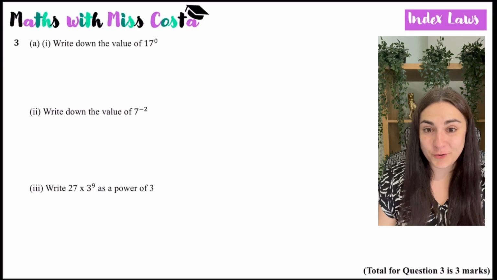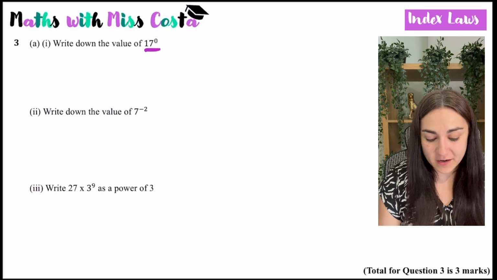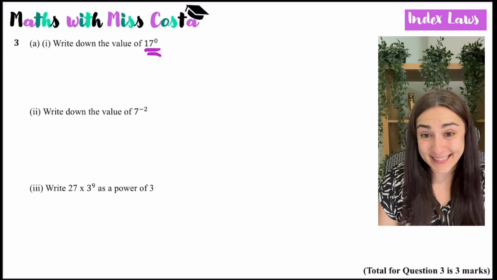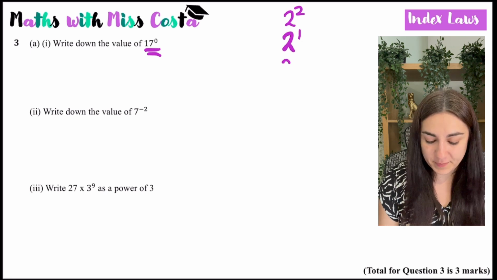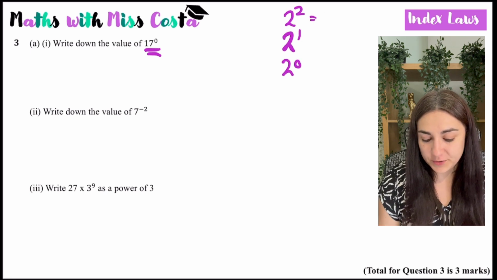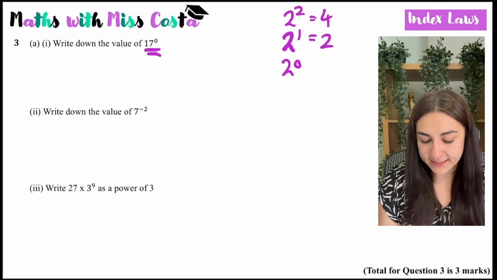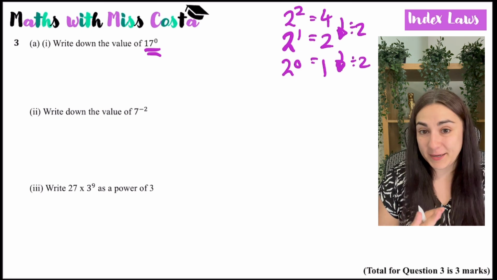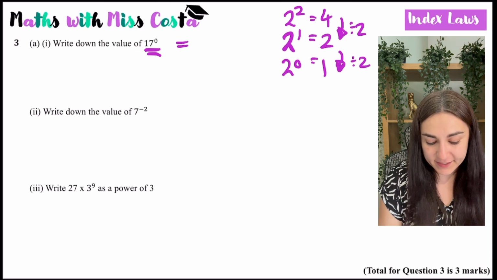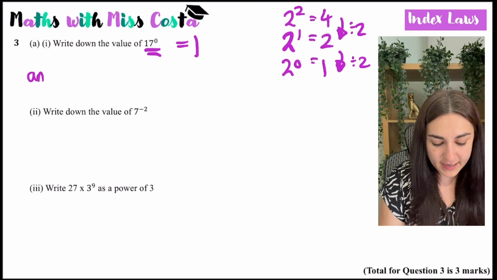Okay, so in this question, we've got a few of the index laws. I'm being asked to write down 17 to the power of 0. Really quick recap. Let's just use 2 to the power of 2. What do I do? Well, 2 squared is 4. 2 to the power of 1 is 2. Each time I'm dividing by 2, so I need to follow this pattern. Therefore, 2 divided by 2 is 1. And this is going to be the case for absolutely anything. So 17 to the power of 0 is 1.